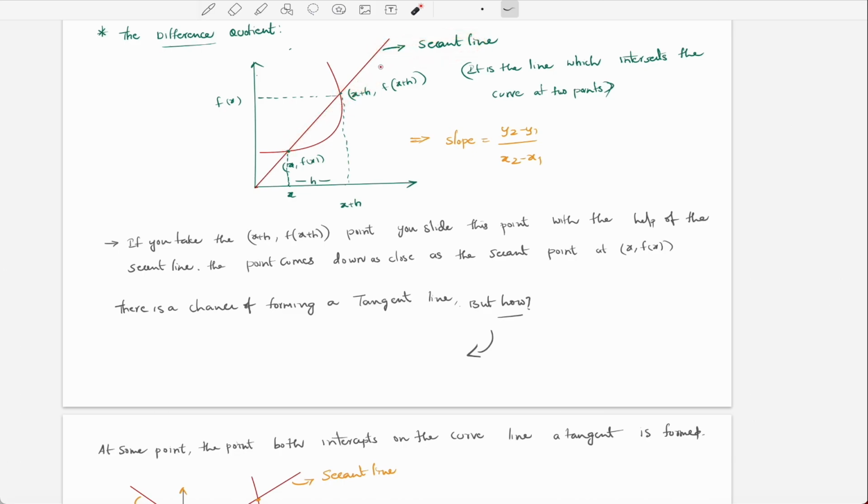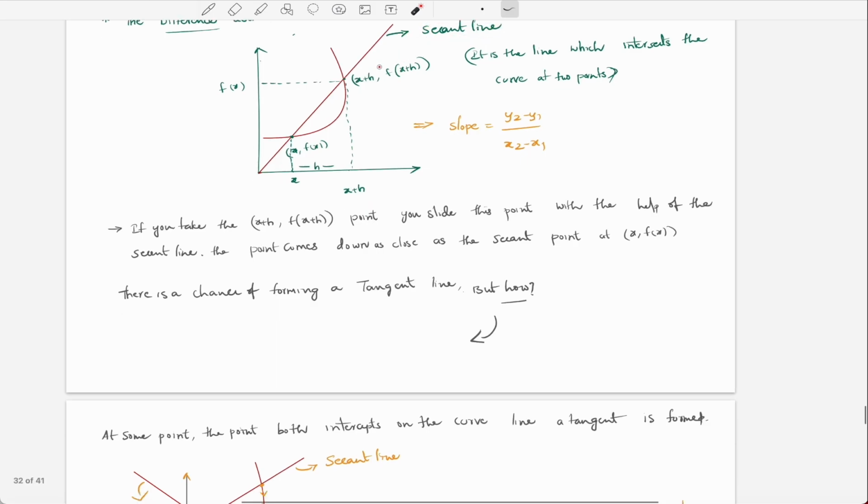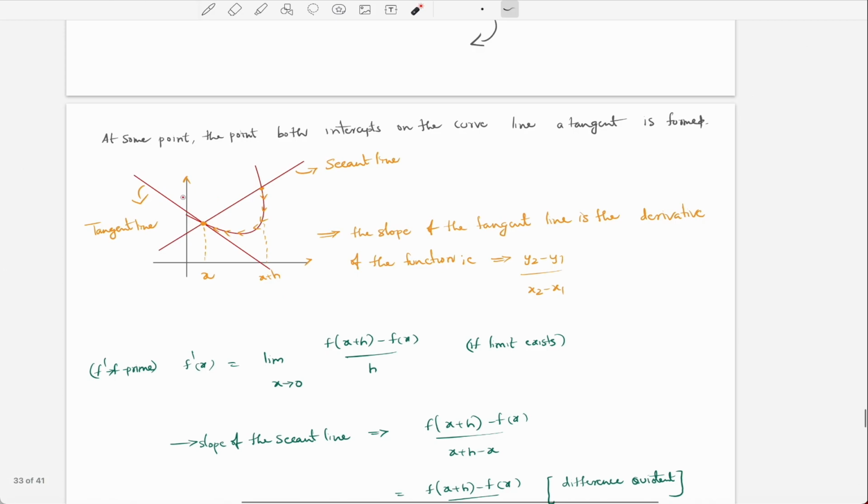So there might be a chance of a tangent line. What is the tangent line? This is a tangent line. At some point, both intersect on the curve, and a tangent is formed. So this is a tangent line and this is a secant line, intersecting at these 2 points. The slope of the tangent line is the derivative of the function. So we find our derivative function, which is y2 minus y1 by x2 minus x1.